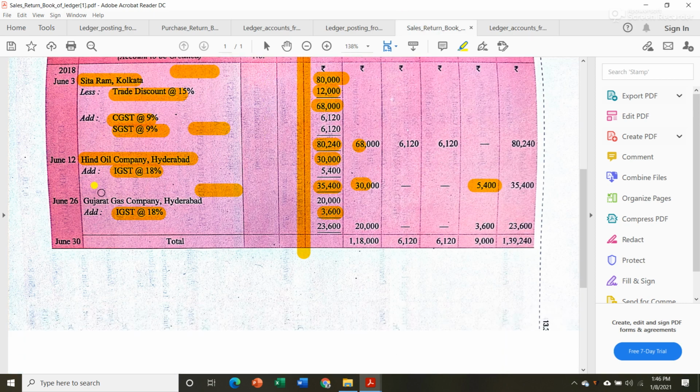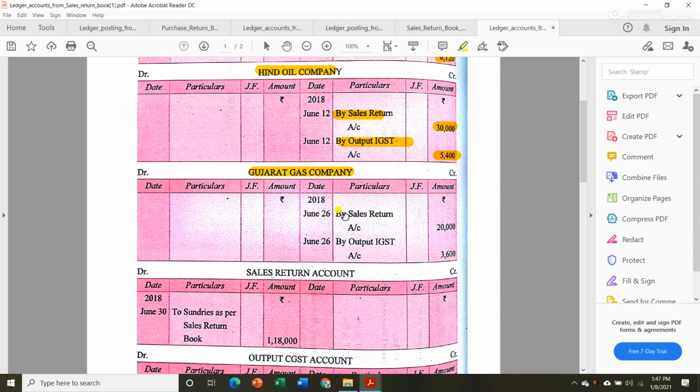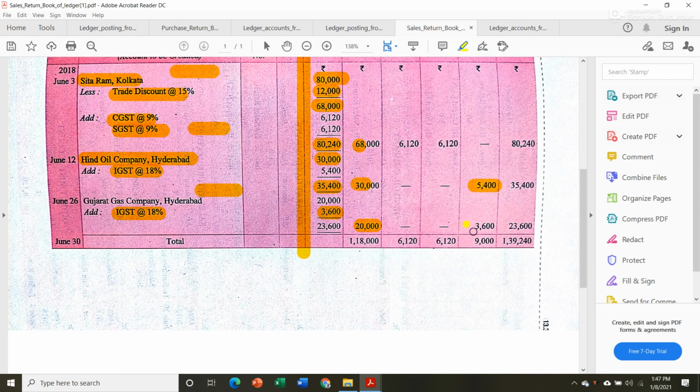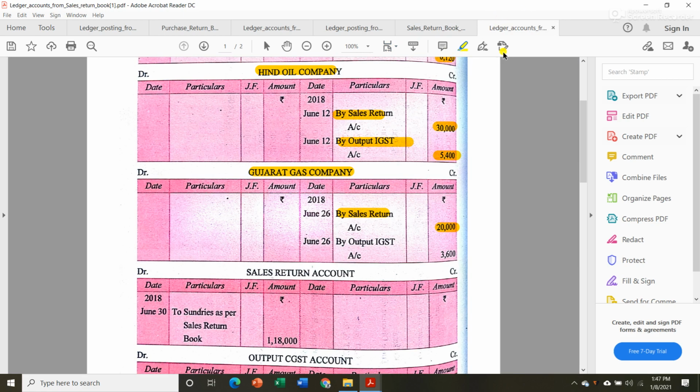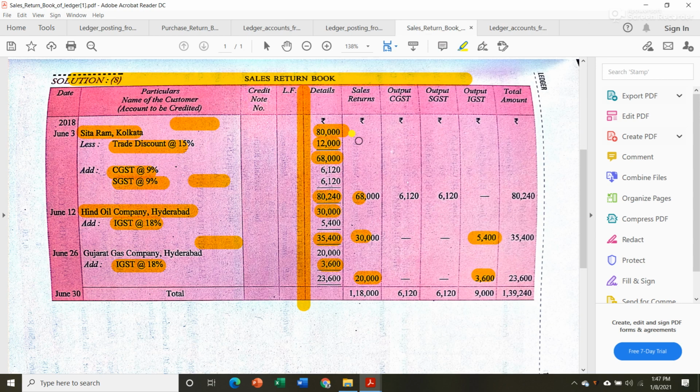Then our last party is Gujarat Gas Company, and their first amount is appearing in sales return, so we will write by sales return account 20,000. Then the next amount is appearing in output IGST column, so we will write by output IGST 3,600. Now debit side is finished. Now let us concentrate on the credit side.